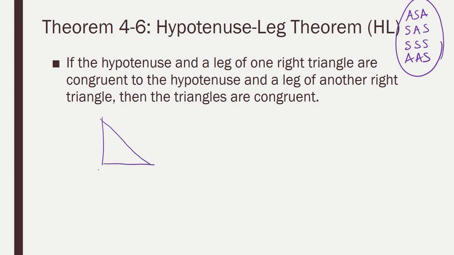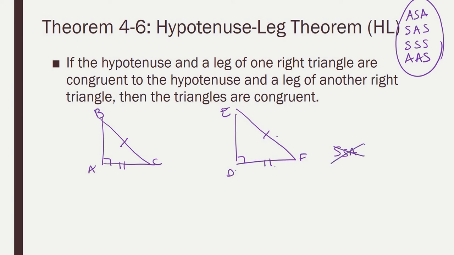In other words, if I have right triangle ABC, and right triangle DEF, if BC is congruent to EF and AC is congruent to DF, then the triangles are congruent. It's important to note that we call this hypotenuse leg theorem, not side-side angle. Side-side angle does not work, and I'll show you why in a little bit. But right now, keep in mind that this is a right triangle, and we are using hypotenuse leg.